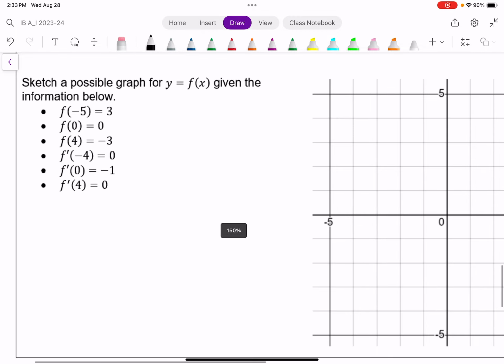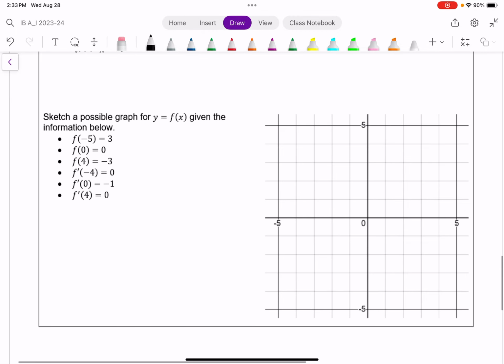Lastly, other way around, I have a blank grid here. I have 6 characteristics of a function, and we want to graph something that matches all of this. And so while there's infinitely many correct answers, I'll try to come up with something that's relatively simple. The first 3 have nothing to do with derivatives. They're just describing a point.